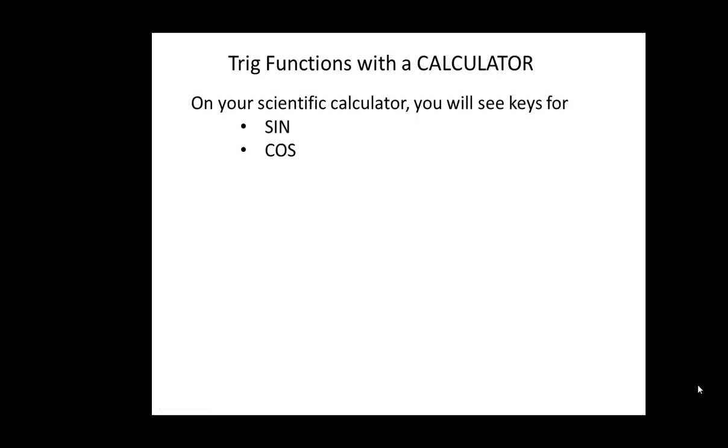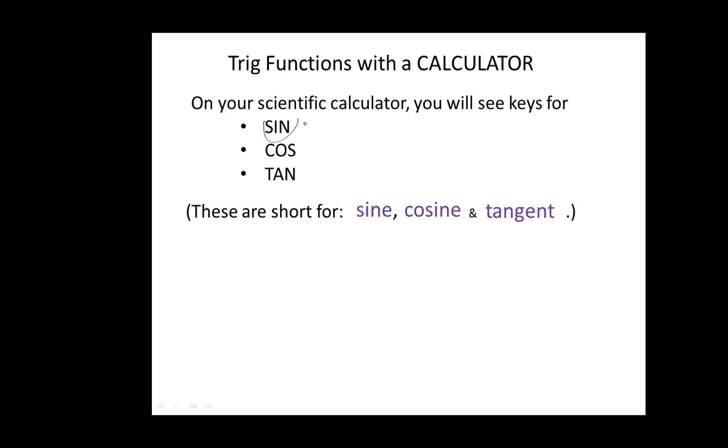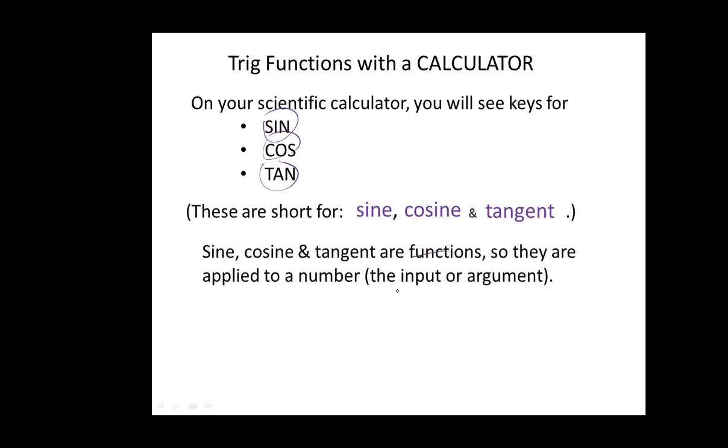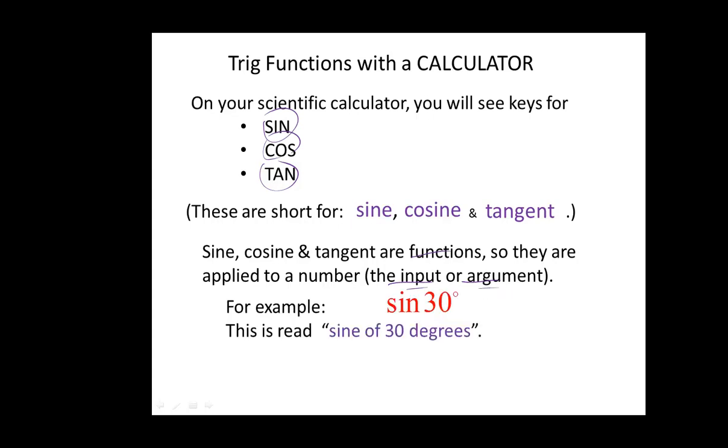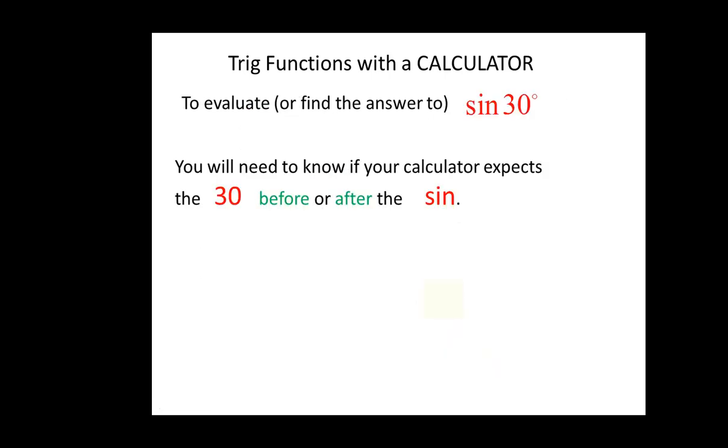This video is about using your calculator for trigonometry functions, and you should see your keys for sine, cosine, and tangent. They will be abbreviated with their three-letter abbreviations. Remember, these are functions, so there are numbers that are going to be input into the function. For example, sine of 30, and we read that as the sine of 30 degrees. 30 in this case is the argument of the function. That's the number we're putting into the function.